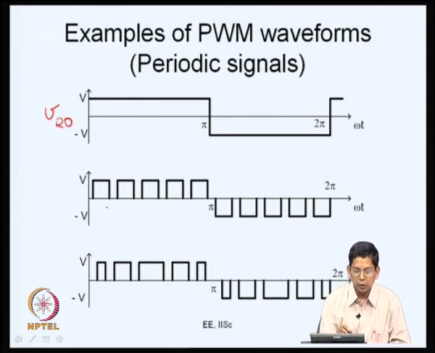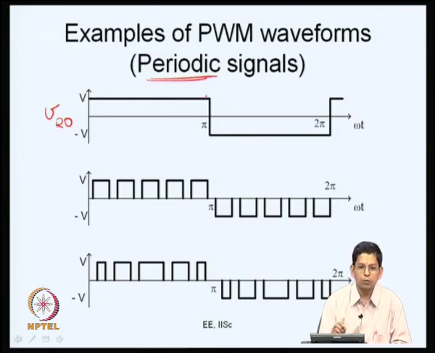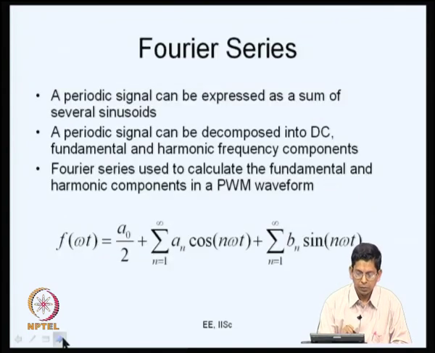So, similarly, you can modulate in several ways, some examples which we have already seen now. You can modulate in all these ways, all these are periodic signals now. So, many of such simple PWM waveforms are periodic signals. So, what we can do is, we can use Fourier series. We want to calculate how much fundamental component it has, whether it has a specific harmonic or not, and what is the amplitude of that harmonic and so on. So, we can use Fourier series to do that now.